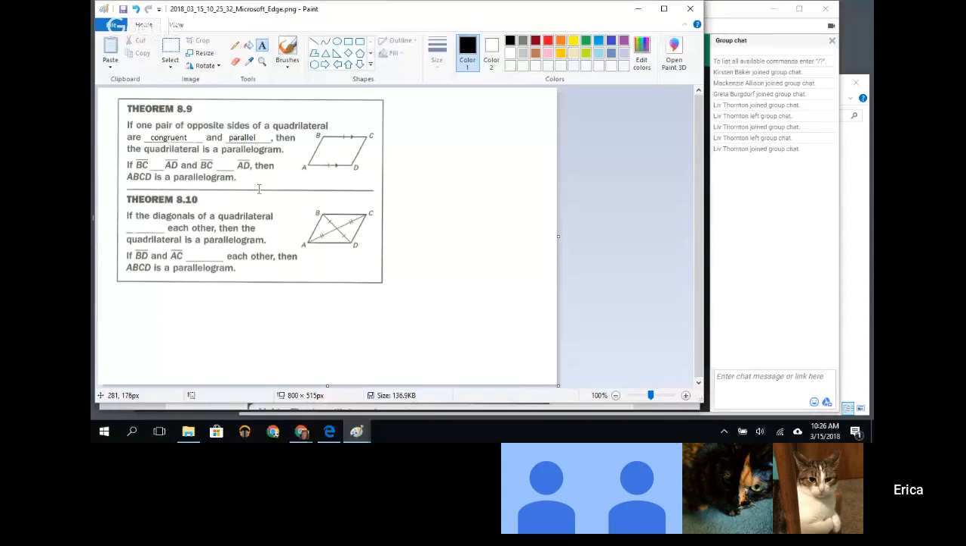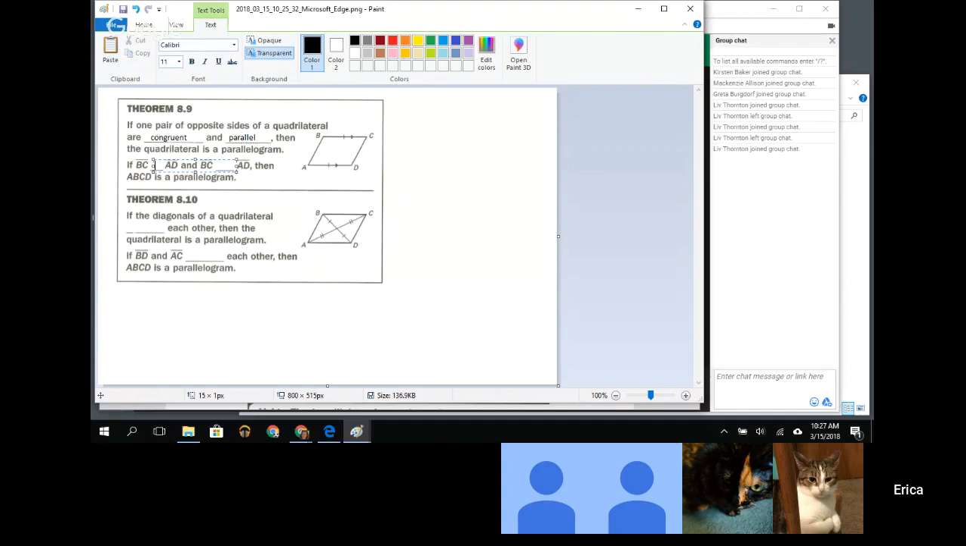Okay, so this is a little bit different. Before, we either knew the sides were equal and so that was a parallelogram, or it was a parallelogram so we knew the sides were equal. Here we have a little bit of both things going on. Here we have that side BC is parallel to side AD, and side BC is congruent to side AD.